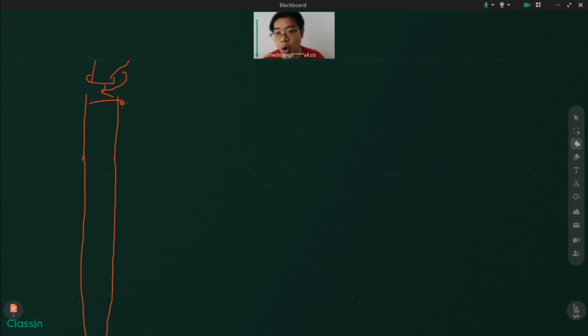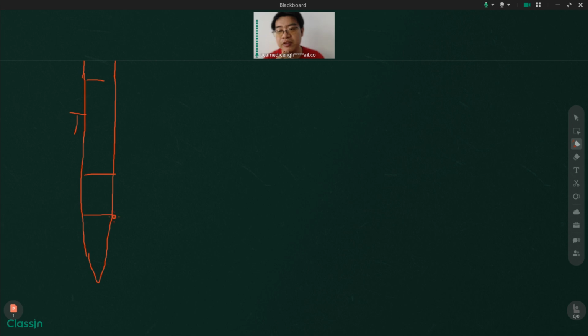Okay, then the spinal cord will contain what? Number one, cervical. Number two, thoracic. How many segments of the thoracic, guys? 12. Very good. So then you have lumbar, and then you have sacral, and then you have one coccygeal segment.